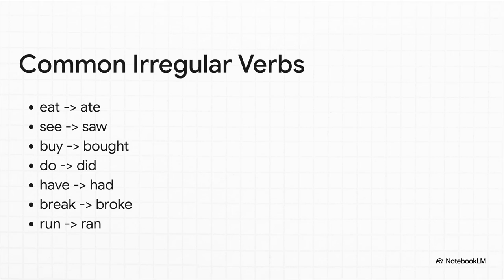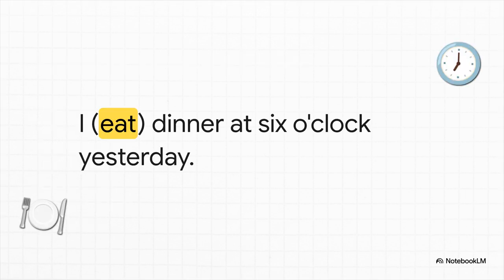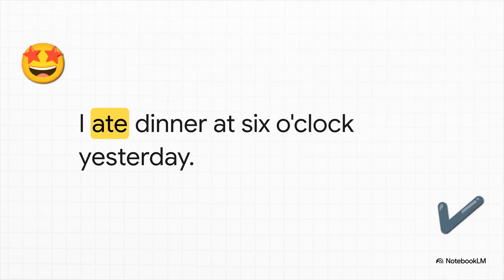Here are some of the most common wacky ones. Learning these is kind of like knowing the secret codes to your time machine. So eat becomes ate, and see becomes saw. Pretty cool, right? Ready to try one of these irregular verbs? How would you say the sentence in the past? I eat dinner. That's it, ate. It's a totally different word, and that's what makes these wacky verbs so special.